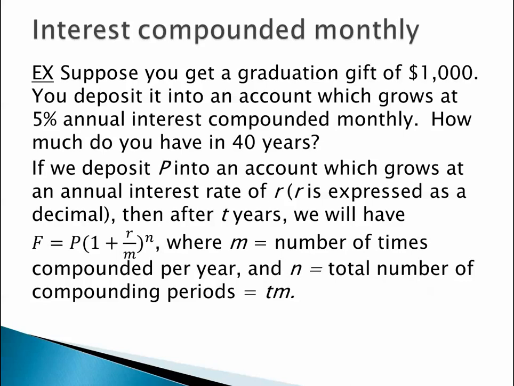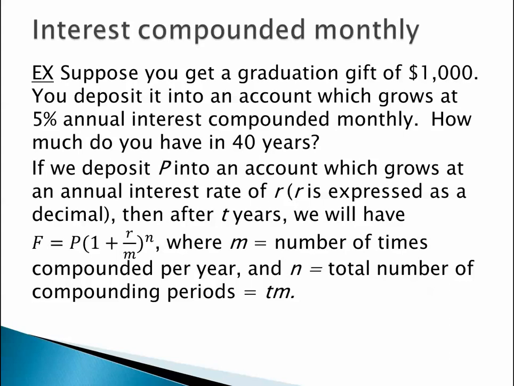If we deposit P into an account which grows at an annual interest rate of R, expressed as a decimal, then after T years we will have F equals P times (1 plus R over M) to the N, where M is the number of times compounded per year, and N is the total number of compounding periods, which is T times M. So in other words, P is the amount of money we start with. You can think of that as meaning present. F is the future amount of money after the money sits in the account. R is the interest rate, M is the number of times compounded per year, and N is the number of compounding periods, which is T times M, the number of years times the number of compounding periods per year.